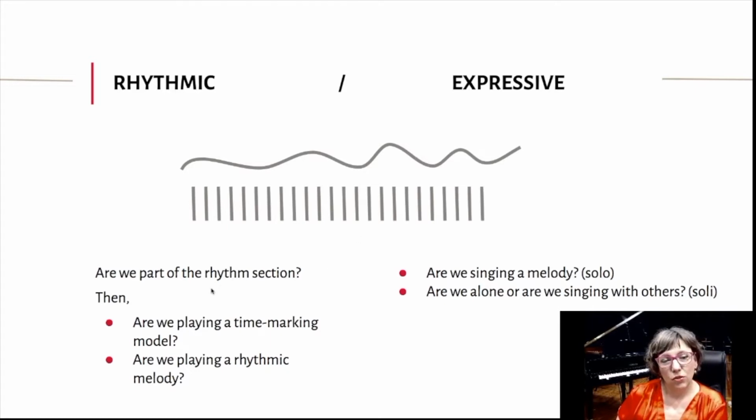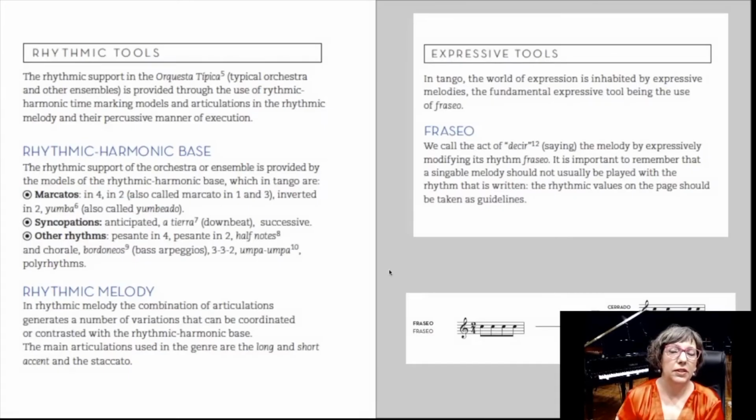So we need to ask ourselves, when we see the score, if we are part of a rhythmic section, and then if we are playing a time marking model or a rhythmic melody. On the other hand, if there is an expressive melody, we need to have in mind if we are playing a solo or if we are singing with others, like what could happen with a tango orchestra with all the strings singing a melody together, for example. So let's see these tools more deeply.